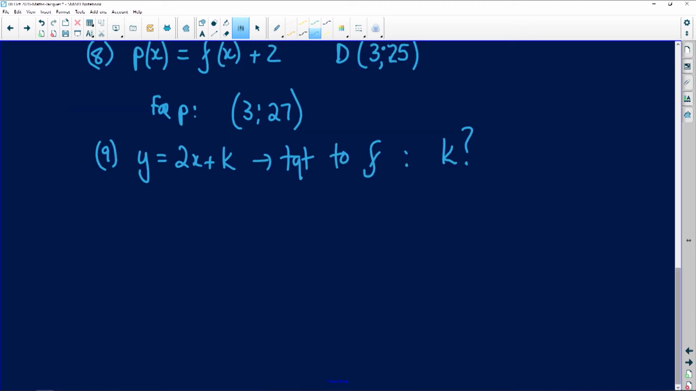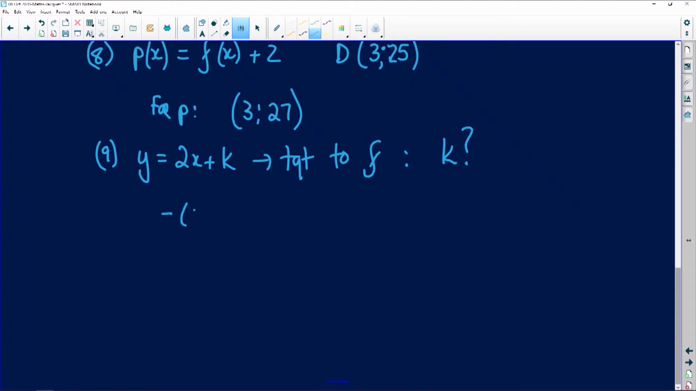Okay, we have the equation for f. If we're working with tangents, it means the line touches the parabola. So we're going to put them equal to each other as if the line is a tangent. So let's do that. Minus (x minus 3) all squared plus 25 is equal to 2x plus k. Okay, that is what would happen where the two of them will either intersect or touch. So we're making it a simultaneous equation for now.